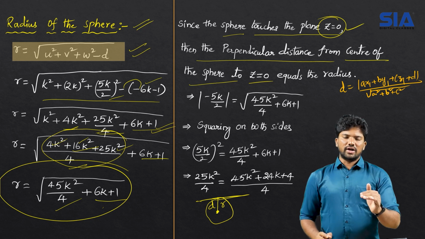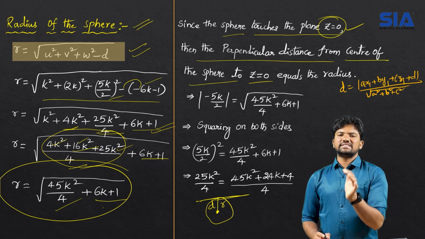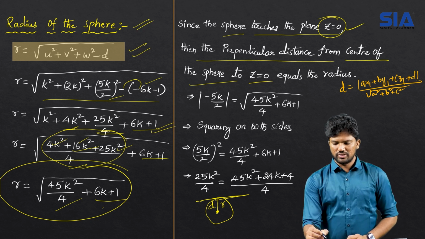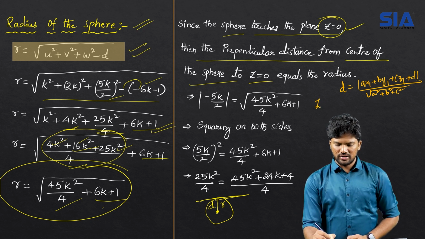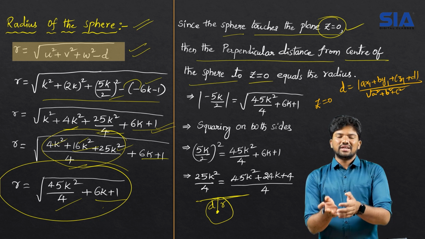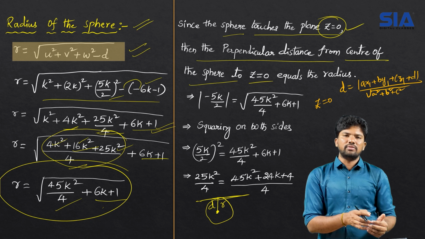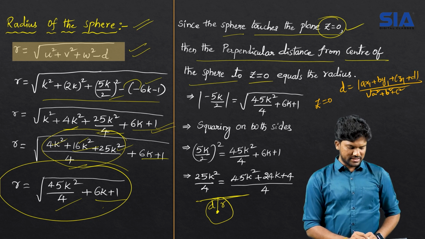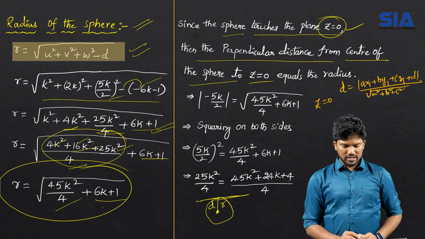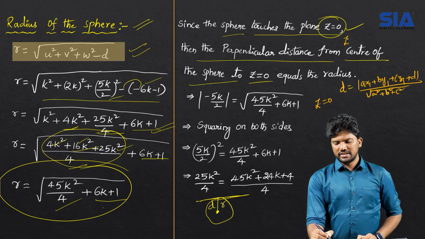So here what is the equation? Plane z is equal to 0. When you write z is equal to 0, that means a x value plus b y value plus c z value plus d is equal to 0. This z is equal to 0 we can also write as z is equal to 0.